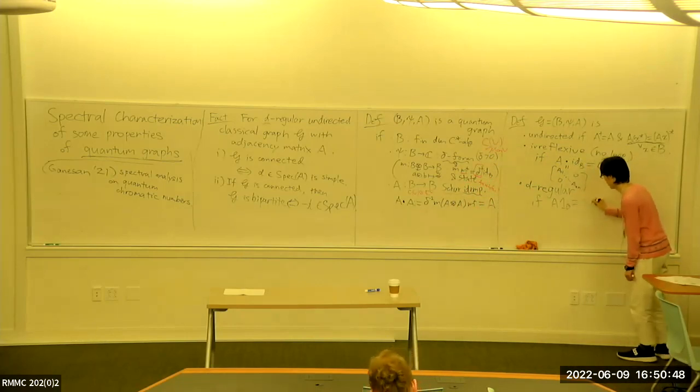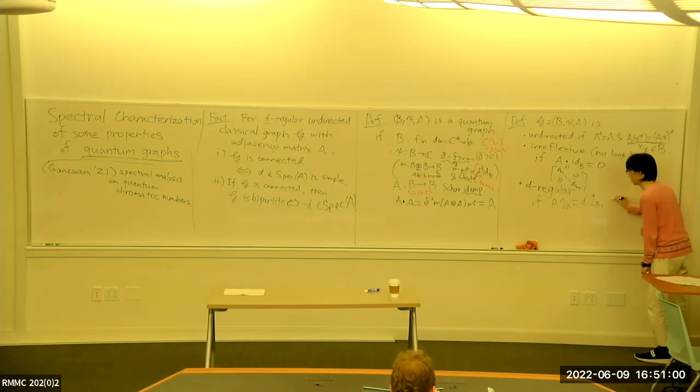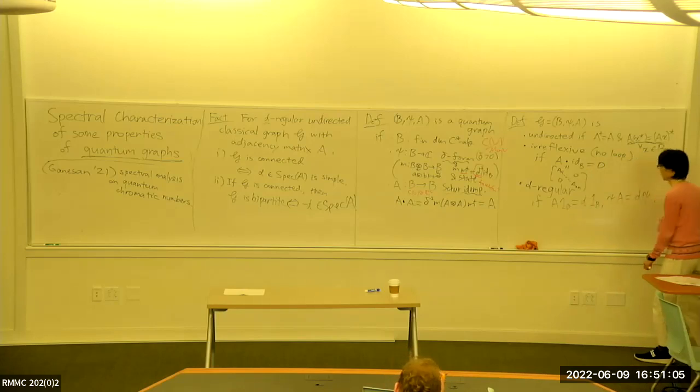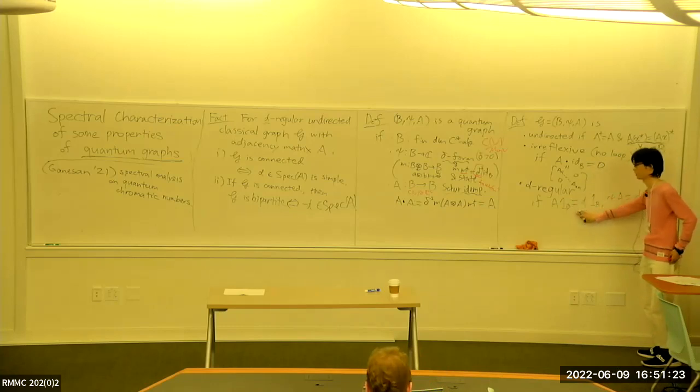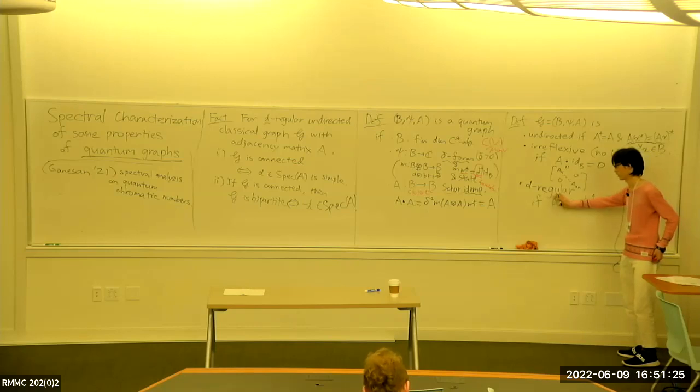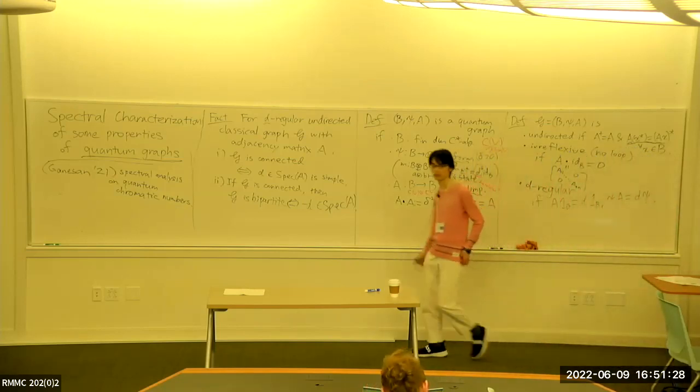...if the adjacency matrix has the constant unit 1 as the eigenvector for eigenvalue D, and similar for the state psi. So this is another way for the classical characterization of regularity. A classical graph is D-regular if and only if the constant function 1 on the vertex set is the eigenvector for eigenvalue D. So it's the analogy for the classical characterization. Any questions so far?